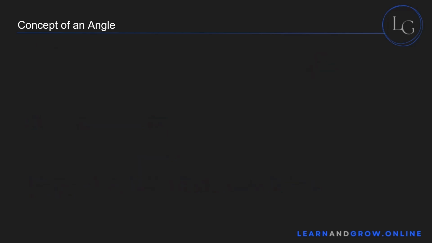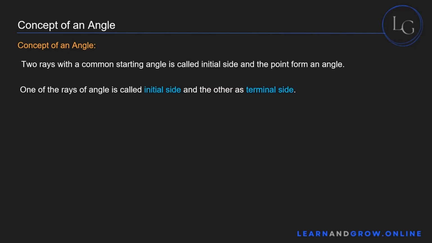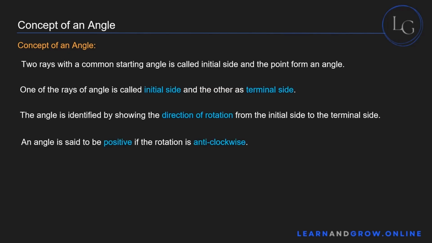Now, the concept of an angle is basically this: you have two rays with a common starting point, and it is called the initial side, and the point forms an angle. One of the rays of an angle is called the initial side, and the other is the terminal side. So let's say this is the initial side, and since they're coming from a common starting point, this point, this is the terminal side, this line.